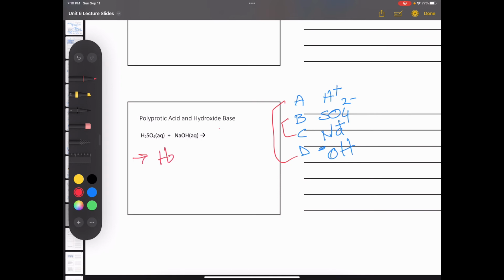H2O, as always, that always forms, plus I have Na plus and SO4 2 negative. Now when I try to write this molecular structure, I need to do the swapping of charges in order to write the correct molecular structure. So this will be Na2SO4. Okay? Now, as you may notice, this equation is not balanced, because I have 2 Na here and 1 Na here.